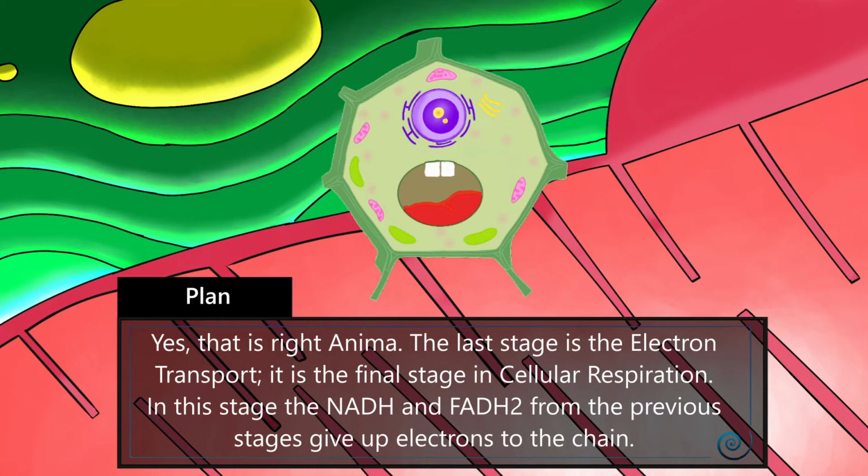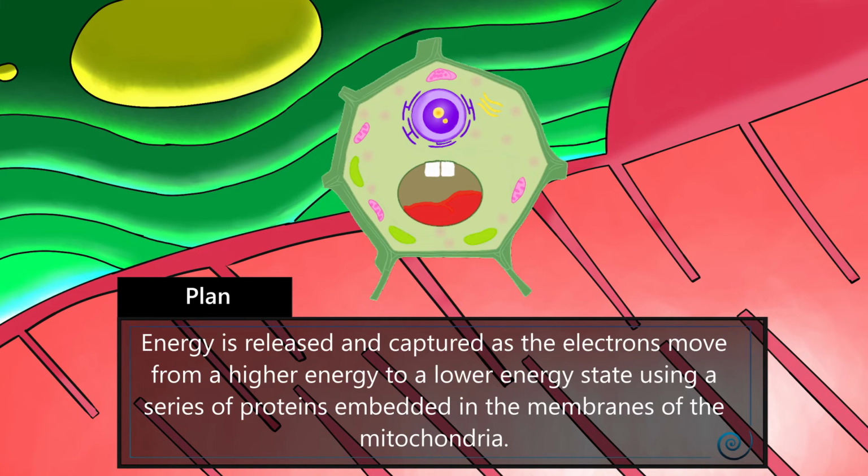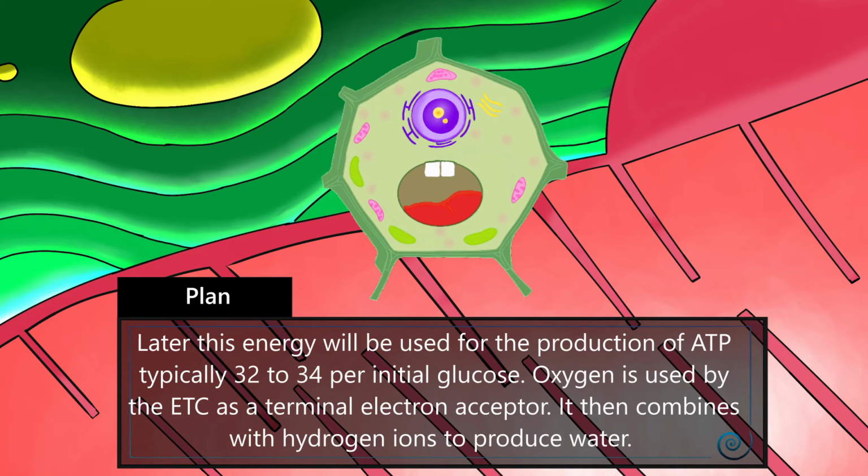In this stage, the NADH and FADH2 from the previous stages give up electrons to the chain. Energy is released and captured as the electrons move from a higher energy to a lower energy state using a series of proteins embedded in the membranes of the mitochondria. Later, this energy will be used for the production of ATP, typically 32 to 34 per initial glucose. Oxygen is used by the ETC as a terminal electron acceptor. It then combines with hydrogen ions to produce water.